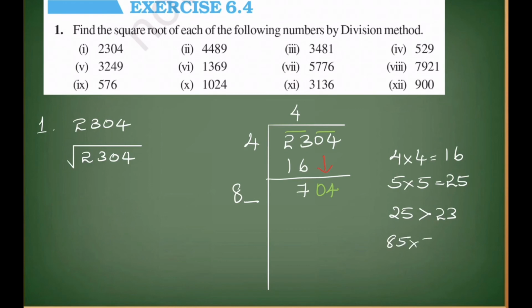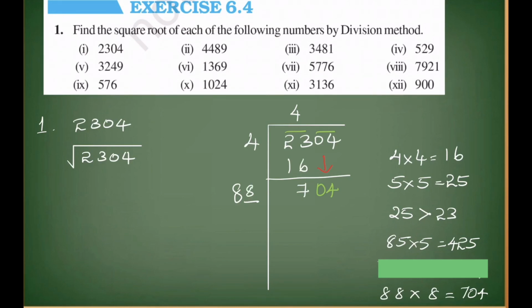85 into 5, 425. 88 into 8, 704. Or you can think in the way that with what number, if you multiply, you will get the ones digit as 4. In that way also, if you want, you can think.